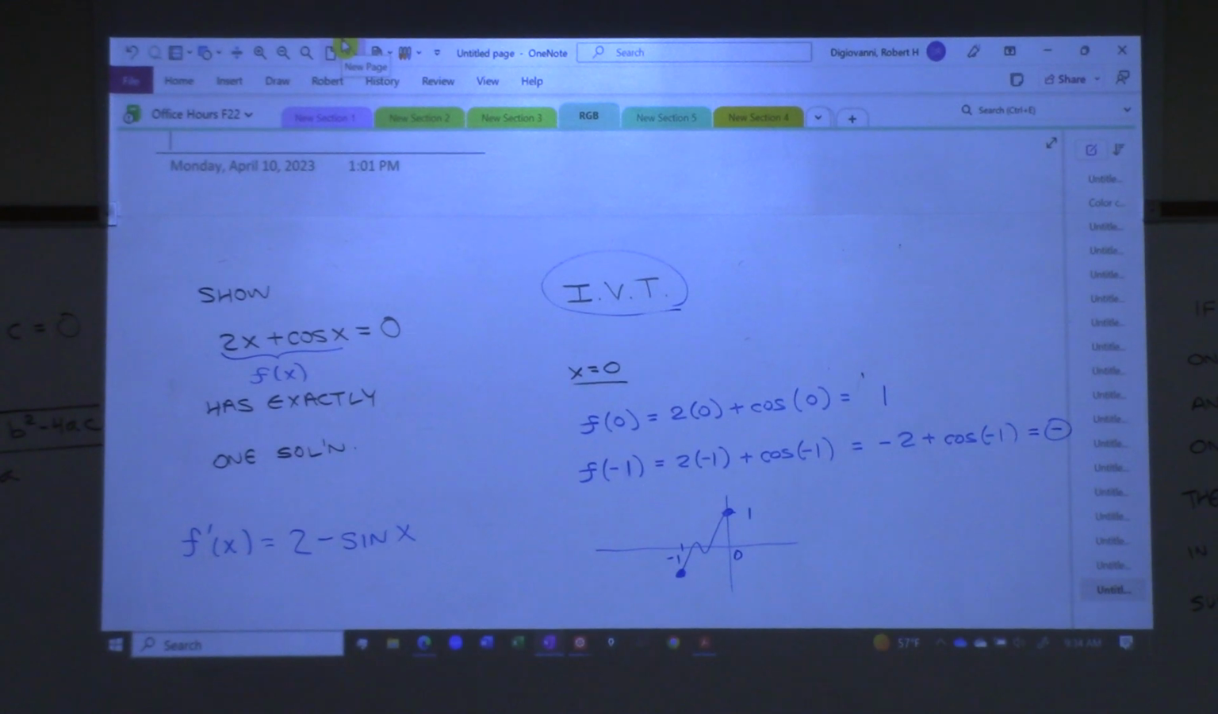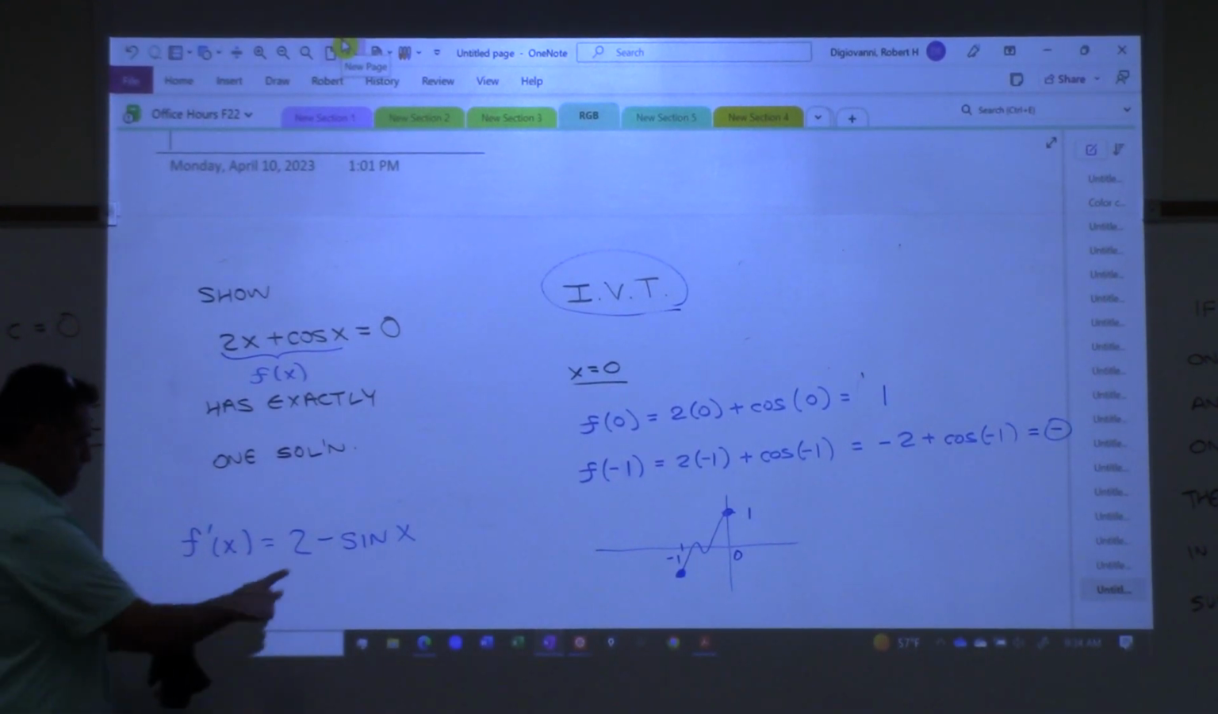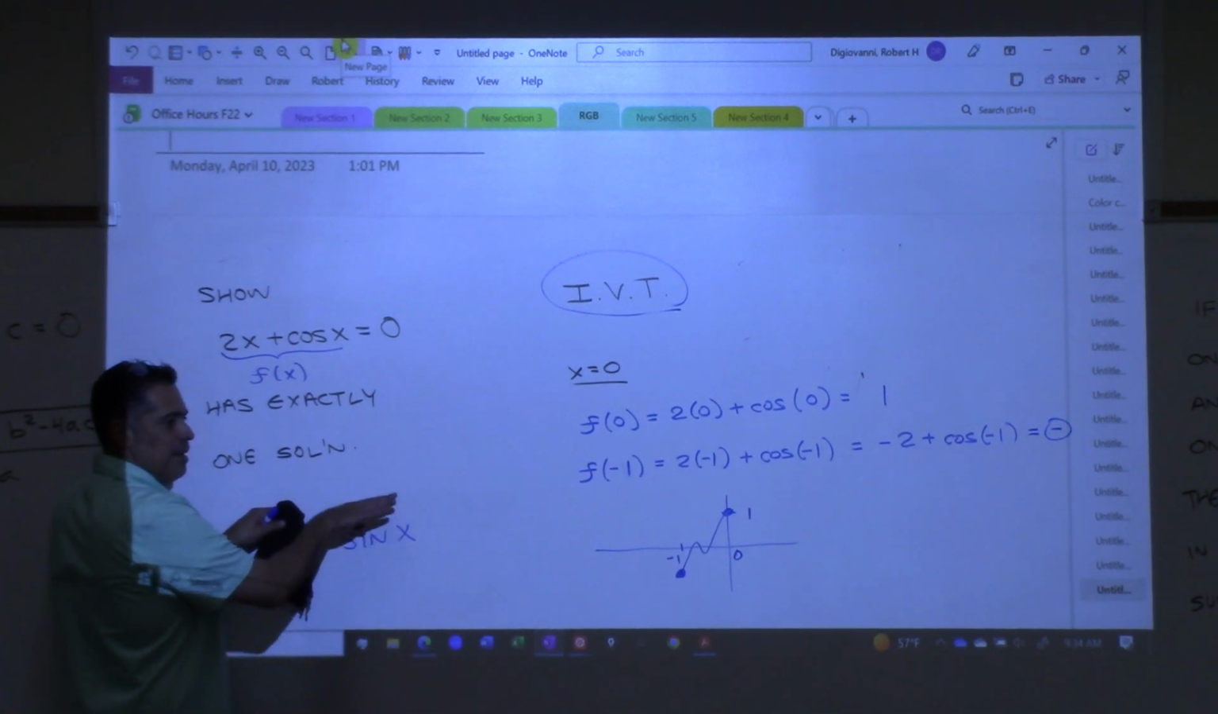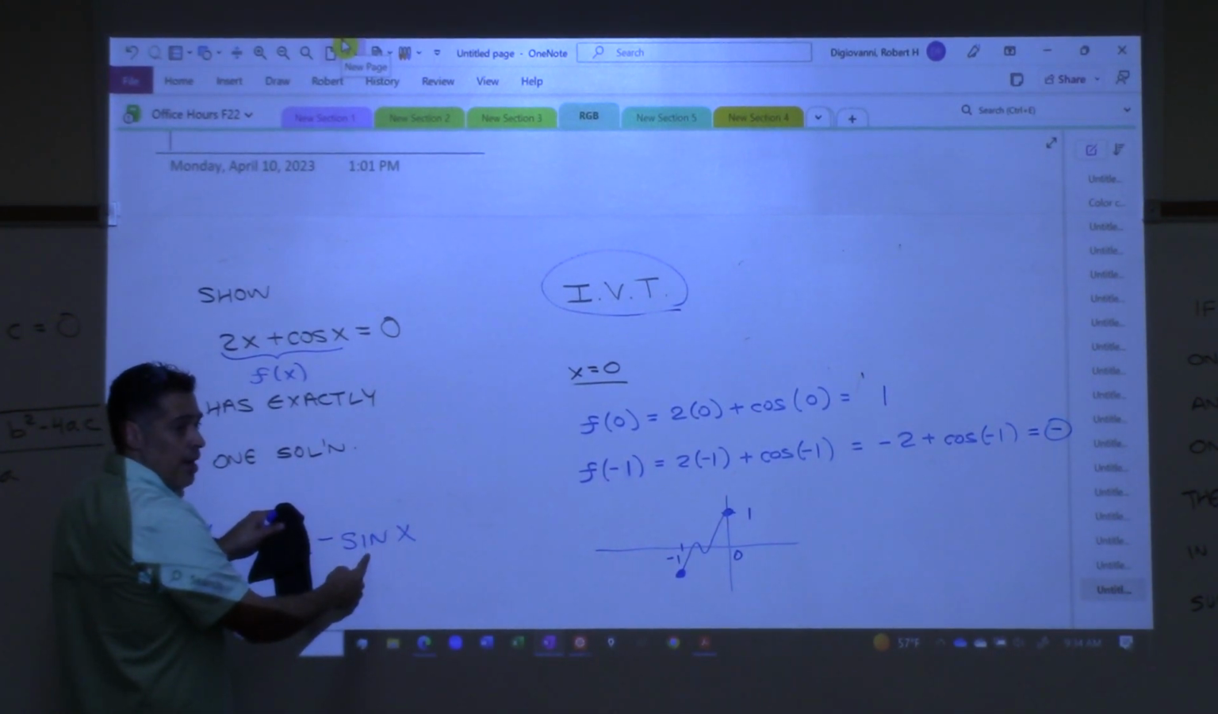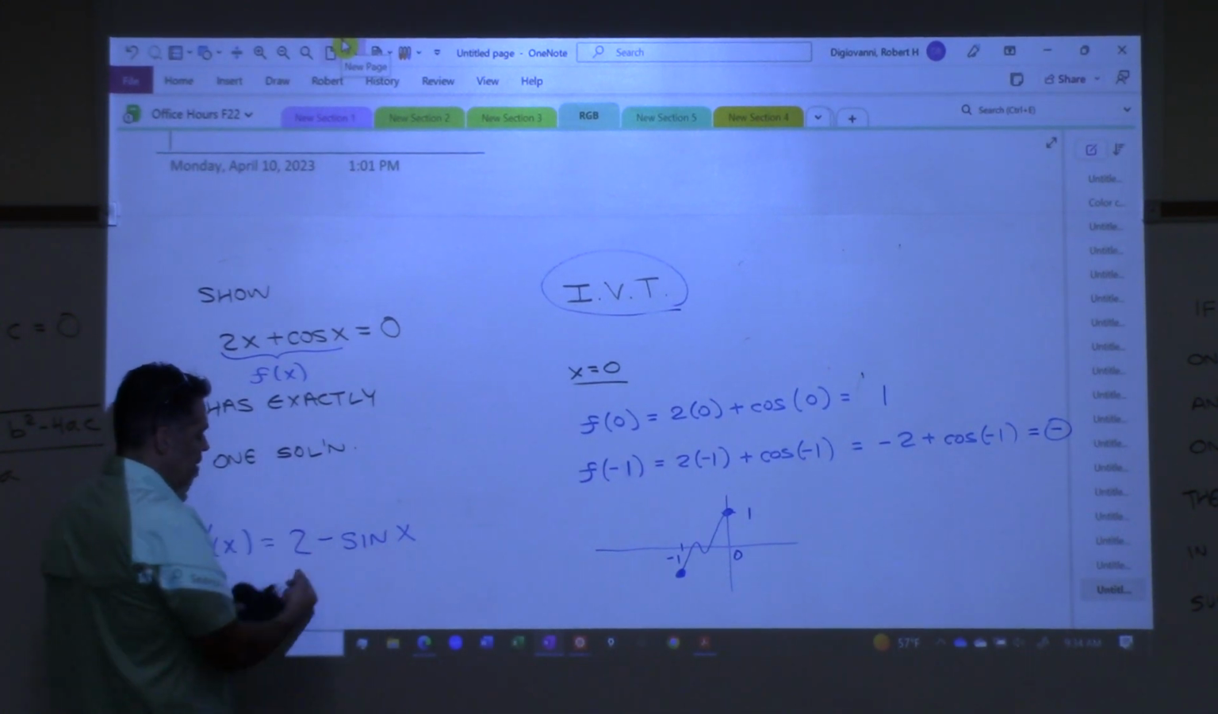What? Positive? Why? This is between negative 1 and 1. I mean, yeah, negative 1 and 1. That's the biggest this could be, 1, right? And the smallest would be negative 1. So what if it's 1? What is this? 2 minus 1?